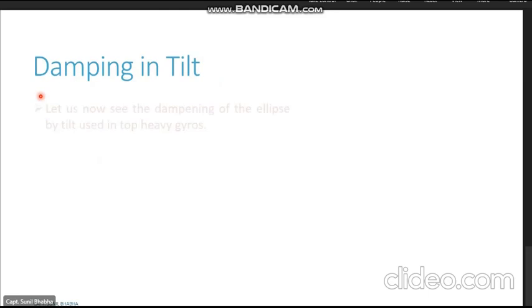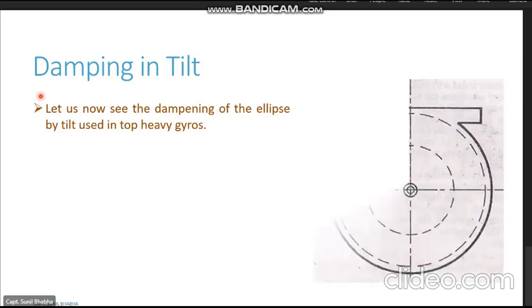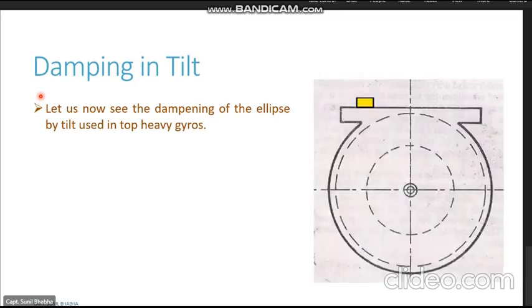So let's go into the damping of the ellipse by using the damping in tilt method, which is used in top heavy gyros. These are the ones which spin anti-clockwise looking from the south end. So you can see a diagram of the rotor, spin axis and the casing.